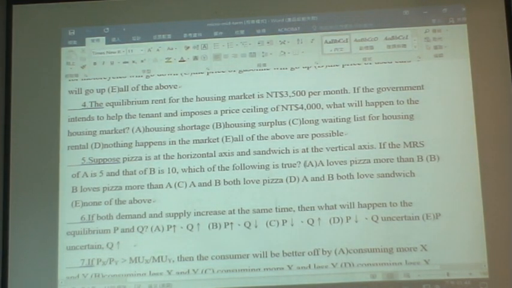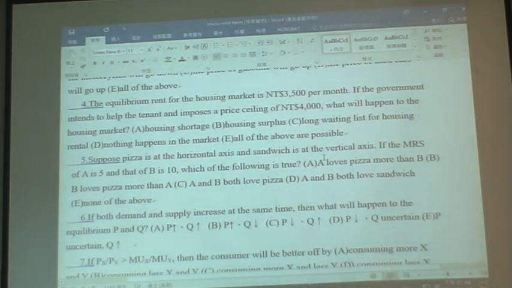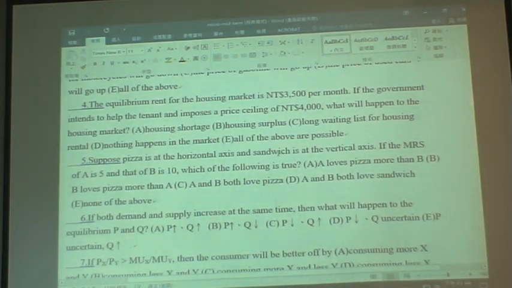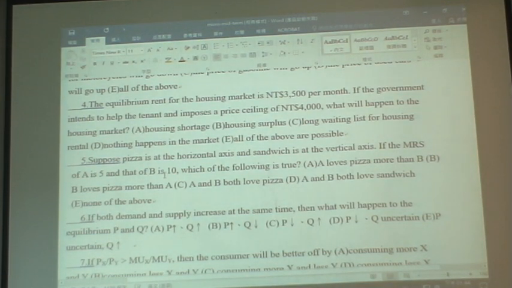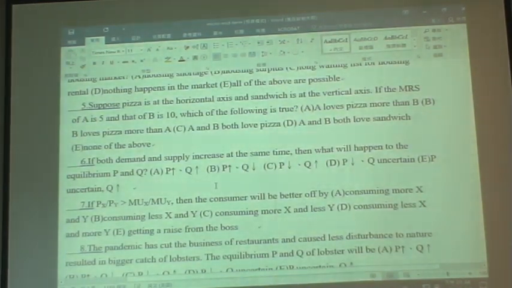Okay, we talked about this before, right? If the budget line is very steep, it means the price of the horizontal good is expensive. And in this case, we are talking about the indifference curve. And the slope is MRS, marginal rate of substitution. So the higher the MRS means the person loves the horizontal good more. Okay, so here the MRS for B is 10, and for A is 5. So that means B loves the horizontal good more than A. So here, pizza is on the horizontal axis. So B loves pizza more than A.